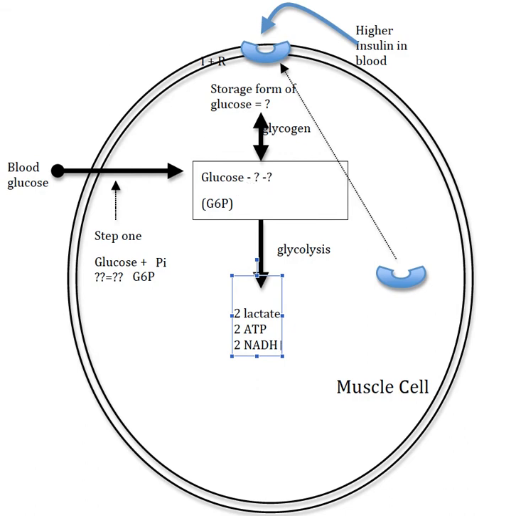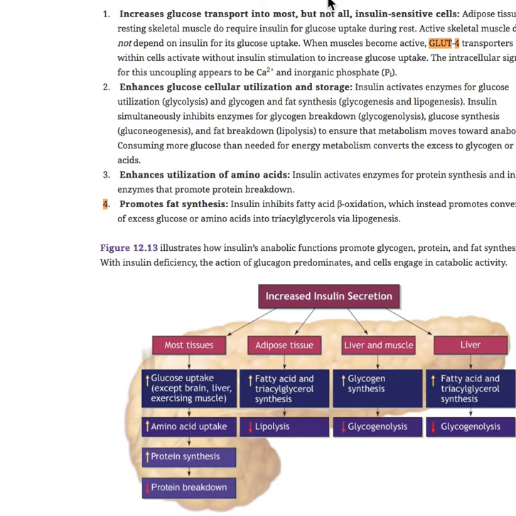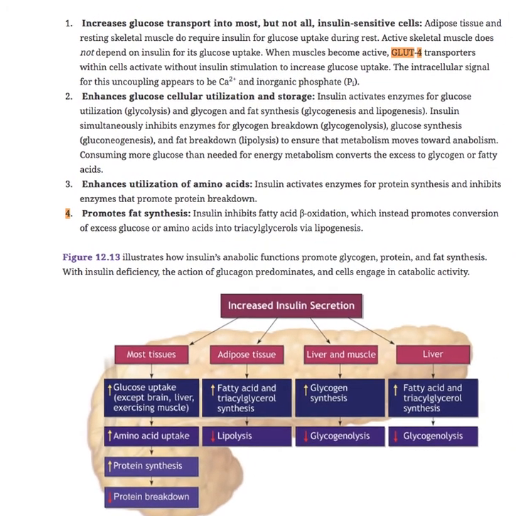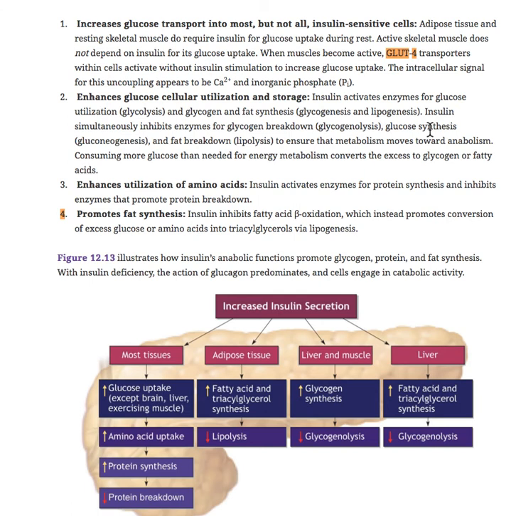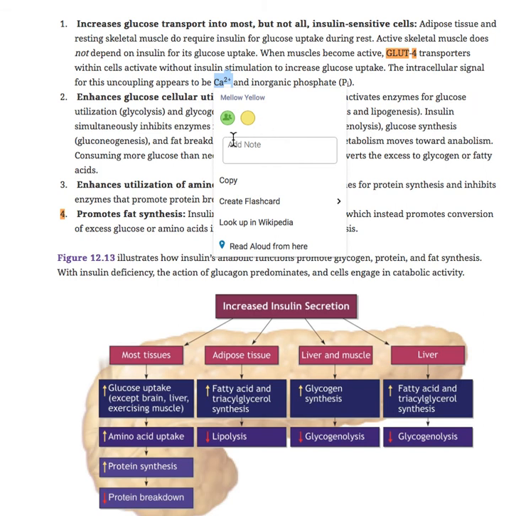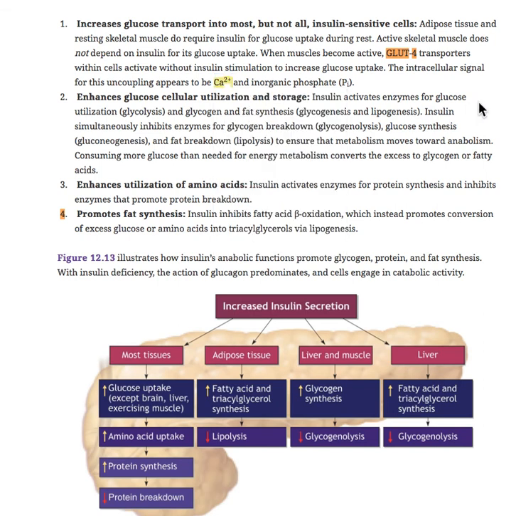This process of GLUT4 translocation is described in our textbook, at the end of our textbook in chapter 12. So here it describes GLUT4 transporters, so they can transport glucose into the cell. And it's interesting that the intracellular signal for this GLUT4 translocation is calcium. And calcium is an important product for muscle contraction, and it's also an important product for getting glucose into the cell.